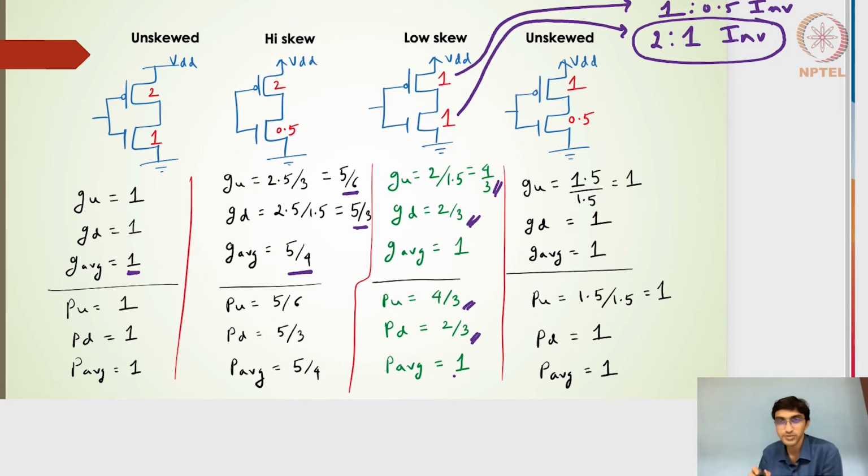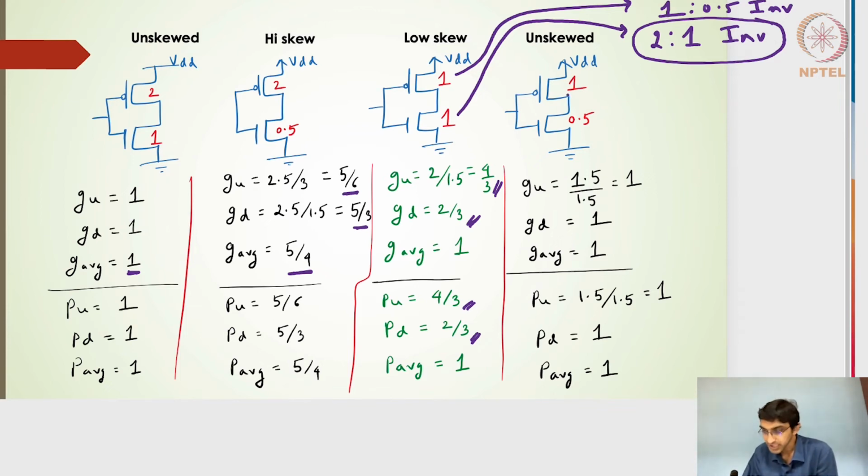All right, so because it's a low skew, the GD value is less than 1, the PD value is less than 1. As we had seen for the high skew, the GU value and then the PU value is less than 1. But however, it is kind of compensated for the other side, right? So for the low skew, the logical effort for going up tends to be more, and then the parasitics for going up will also be more than 1.